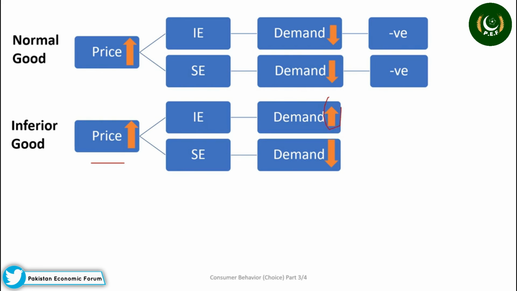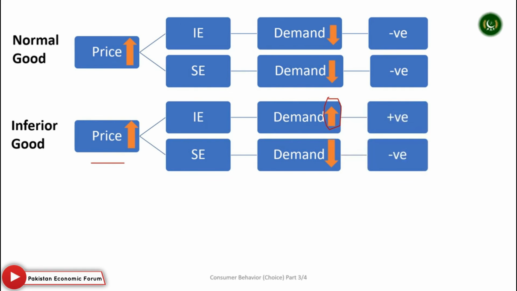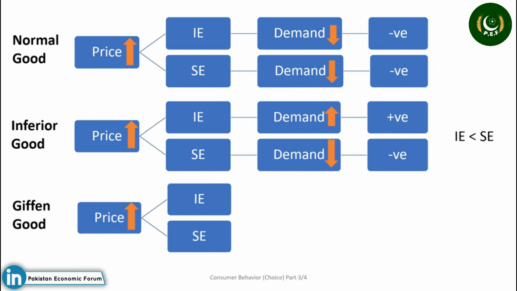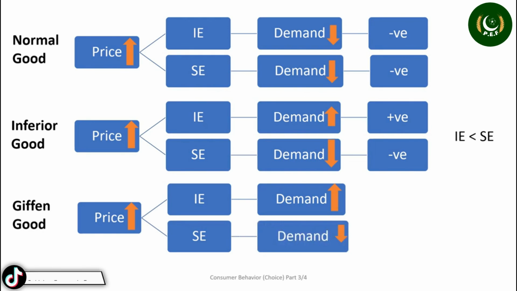Third is the case of Giffen goods. Again, assume that the price of the commodity increased and break it down into income and substitution effect. Because of the increase in the price, the real income decreased, and since Giffen goods are also inferior goods, their demand will increase. The substitution effect is the same in all cases, that is, it will result in a decrease in demand. However, in case of Giffen goods, the income effect dominates the substitution effect. Therefore, the overall impact of an increase in price is an increase in the quantity demanded. Here again, the income effect is positive and the substitution effect is negative.